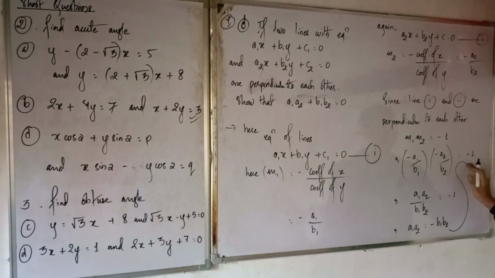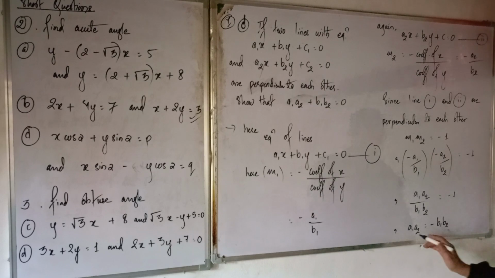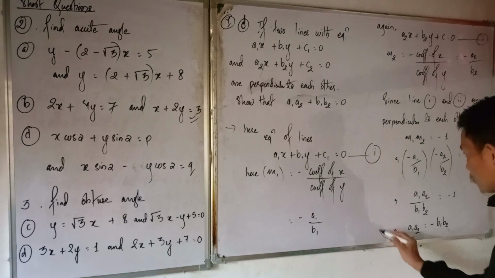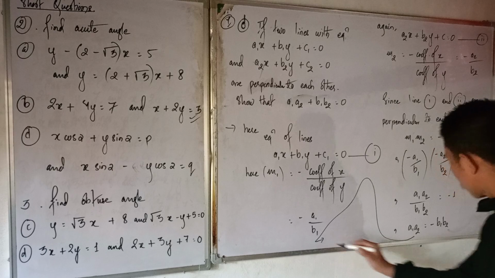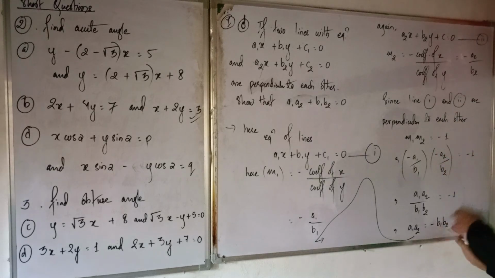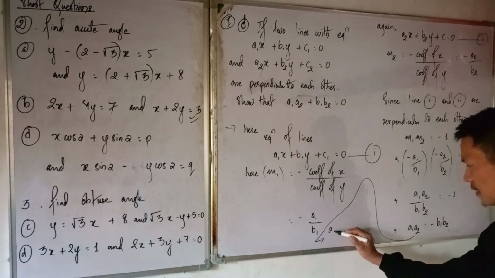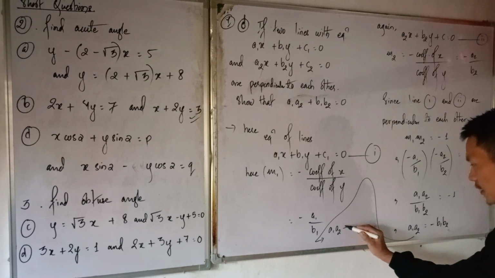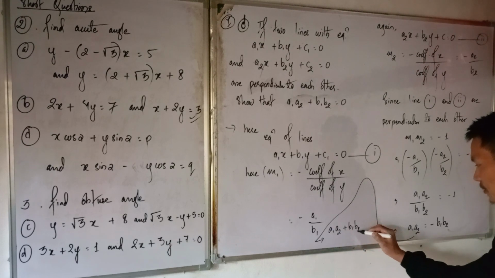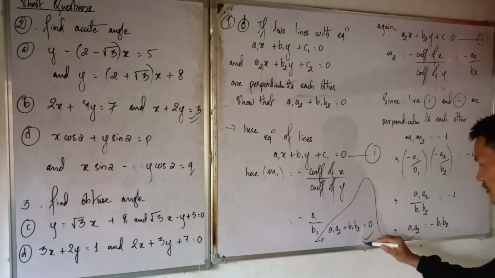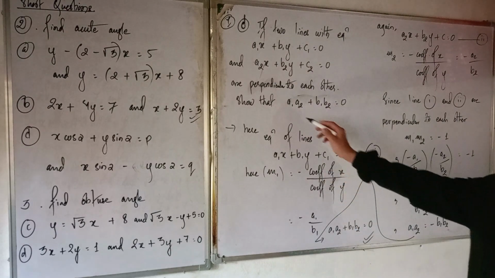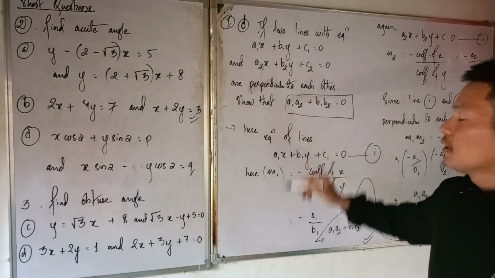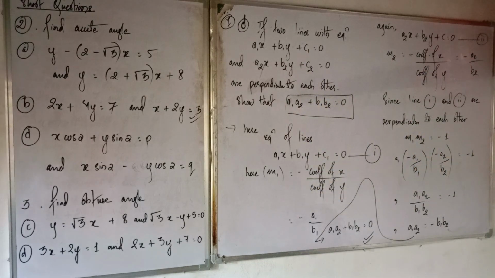Now there is no room left here, so I'm going to move this up to here. Let's move the right hand side to the left hand side. This becomes a1 a2 plus b1 b2 equals 0, which is what we had to prove. Yes, you got it. Very easy.